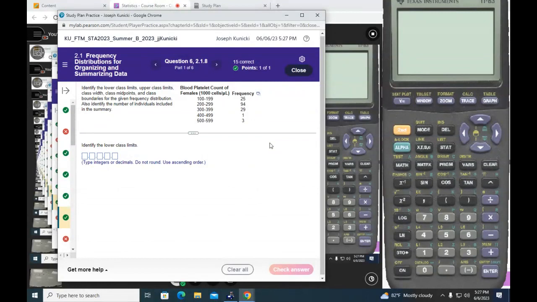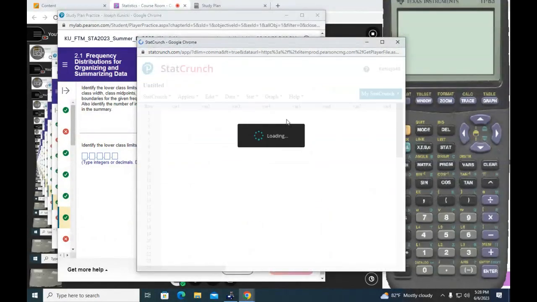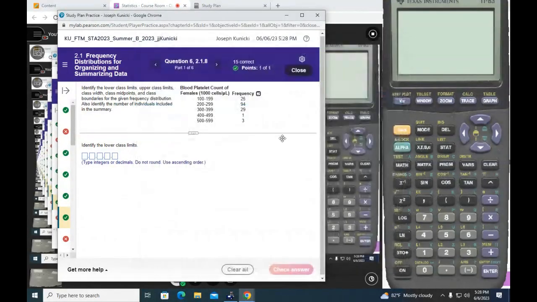you would probably have to create more rectangles. Maybe double the amount of classes just to spread it out. This one would be 100, 200, 300, 400, 500 lower, and then the next. So it's very similar to the one we just did.